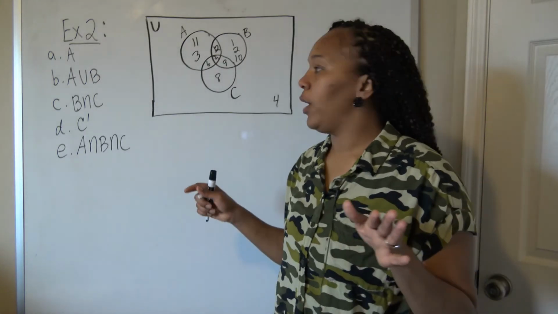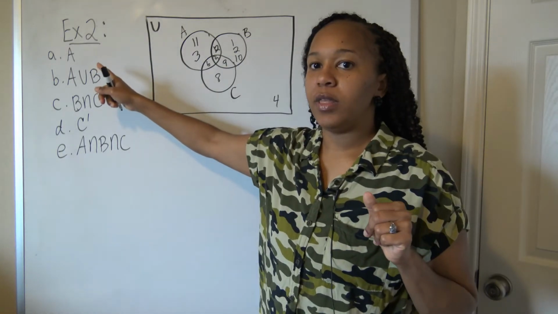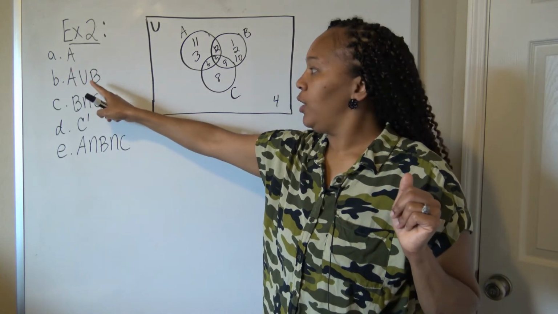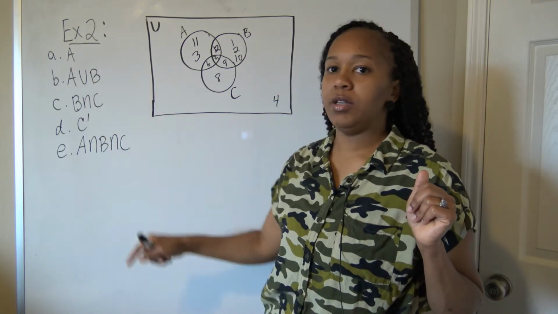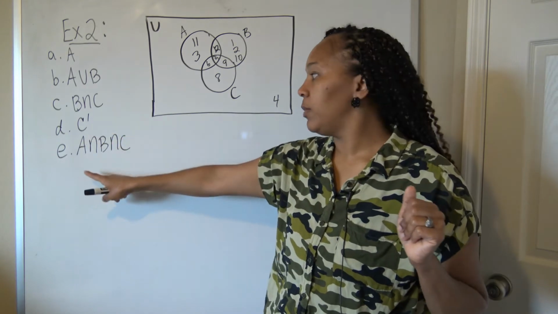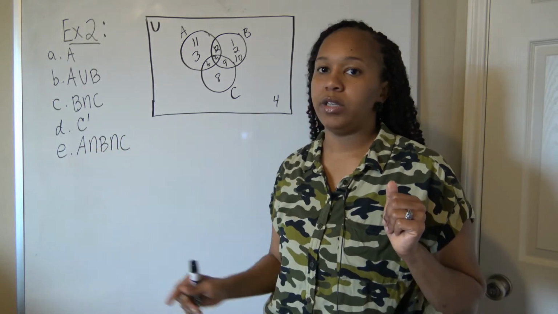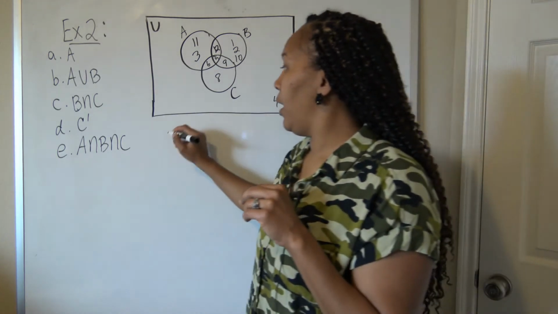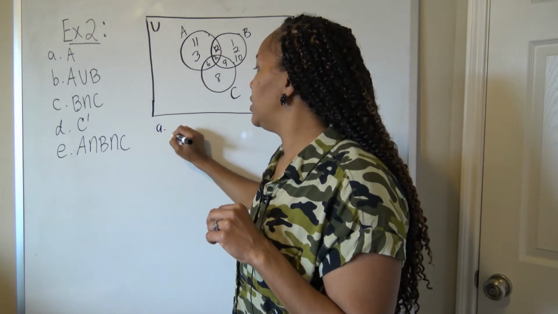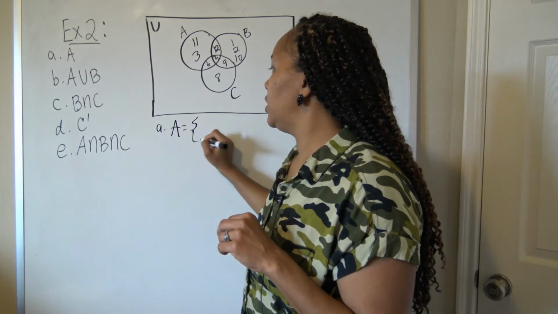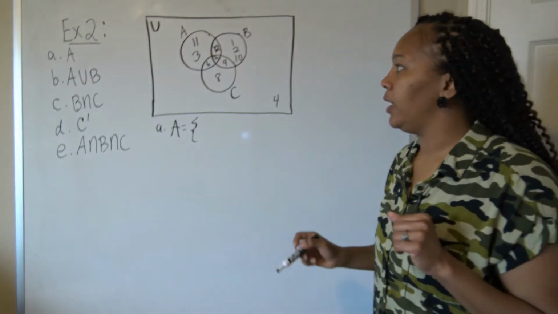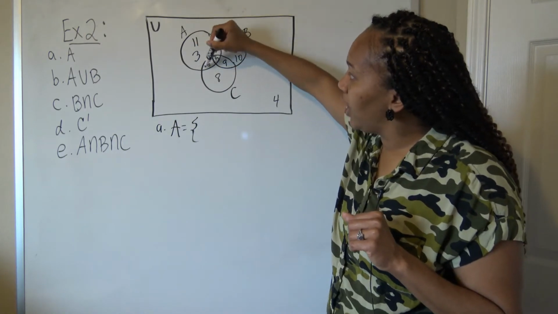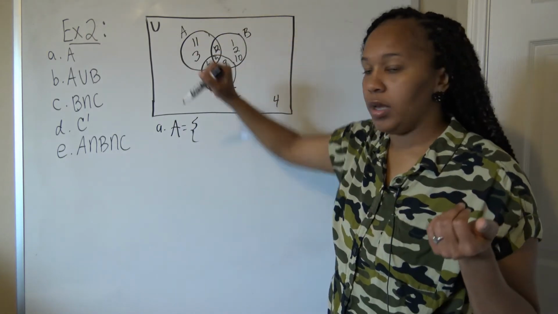With this Venn diagram, we want to find 3 different things. We want to figure out what is set A, what is set A union B, what is set B intersect C, what is C complement, and what is A intersect B intersect C. So the intersection of all 3 sets. So starting with set A, so part A is set A. That's just listing all of the things that are in set A. So now set A is this circle right here. So everything contained within this circle is the element of set A.